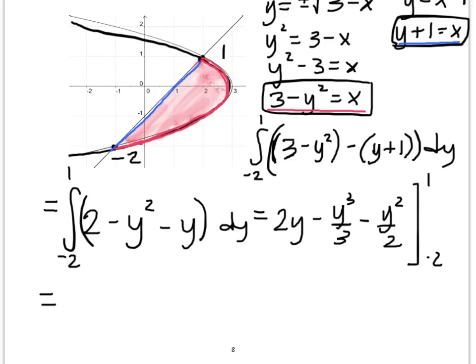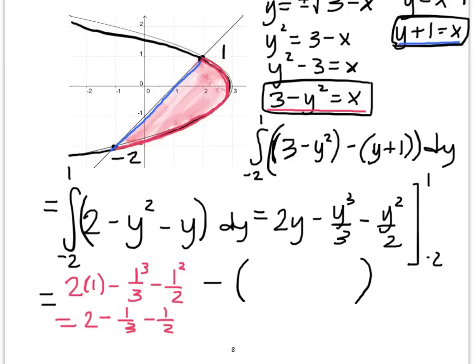All right, so I'm going to go ahead and plug in my top bound, and I'm going to use red for this guy. So we're going to have 2 times 1 minus 1 cubed all over 3 minus 1 squared all over 2. And I'm just going to go ahead and simplify this a little bit. 2 minus a third minus a half. Okay, and I'm going to show the subtraction of the quantity of, we'll do the bottom bound in blue.